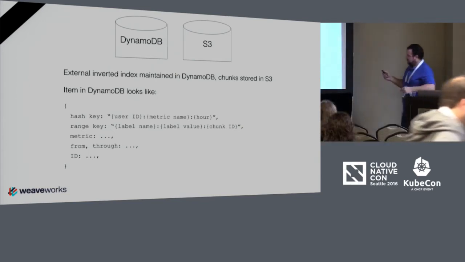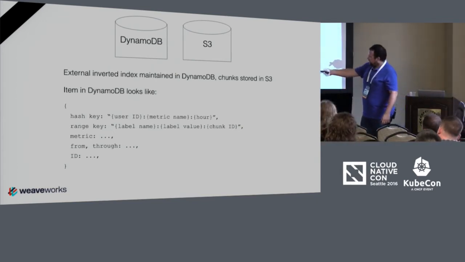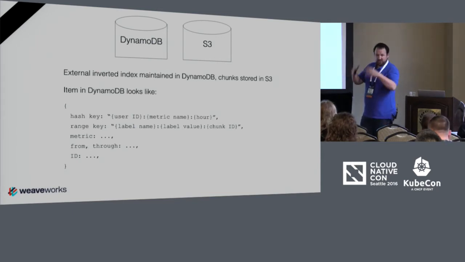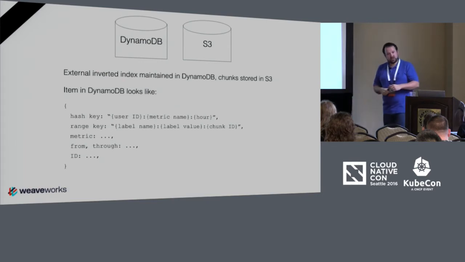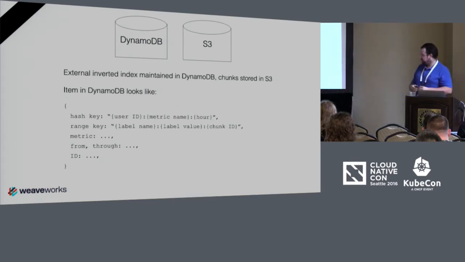So this means we can do things. We would put the label name, the label value, and the chunk ID we just generate randomly, into the range key. And so if you want to get all chunks for a given label and a given value, we just do a range key from label name, label value 0 to label name, label value, max int type thing. And that gives us all chunks in that range.